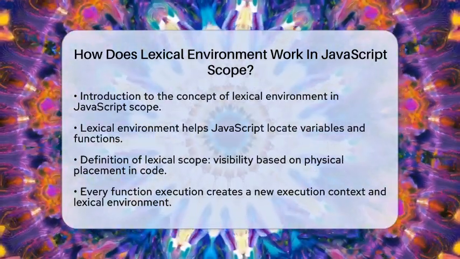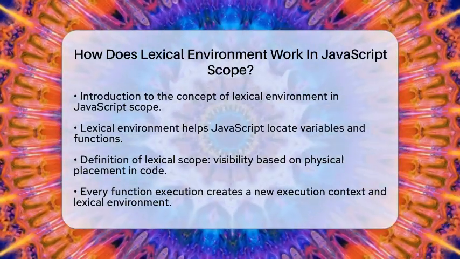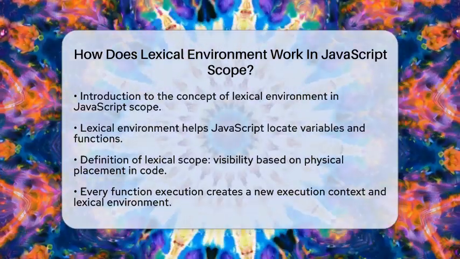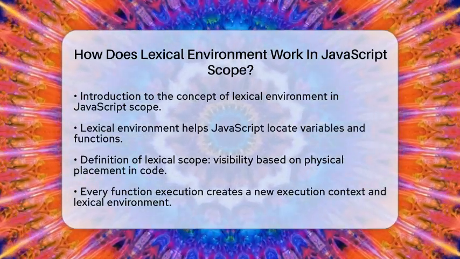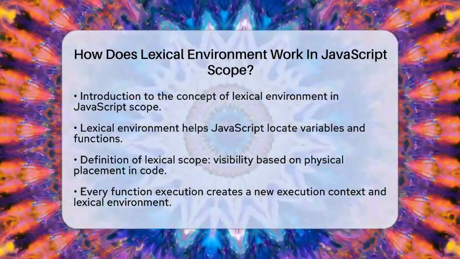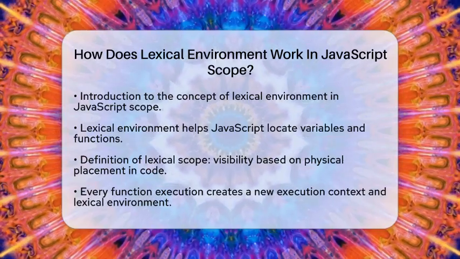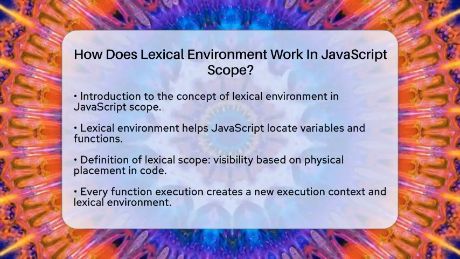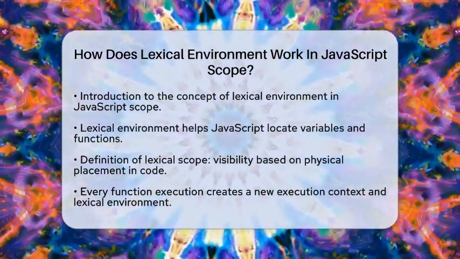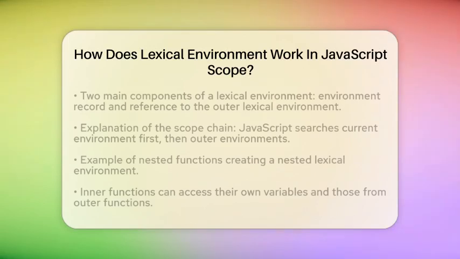In JavaScript, the lexical environment is a key part of how the language manages variables and functions. It is all about where things are located in your code. This concept is known as lexical scope. Lexical scope means that the visibility of variables and functions is determined by their physical placement in the code, not by how or when they are called.